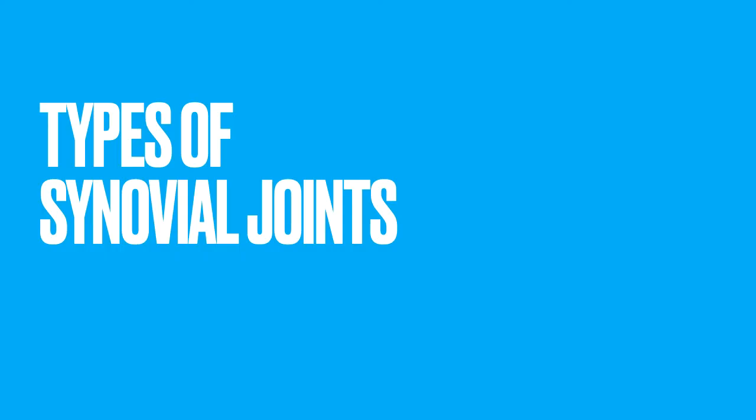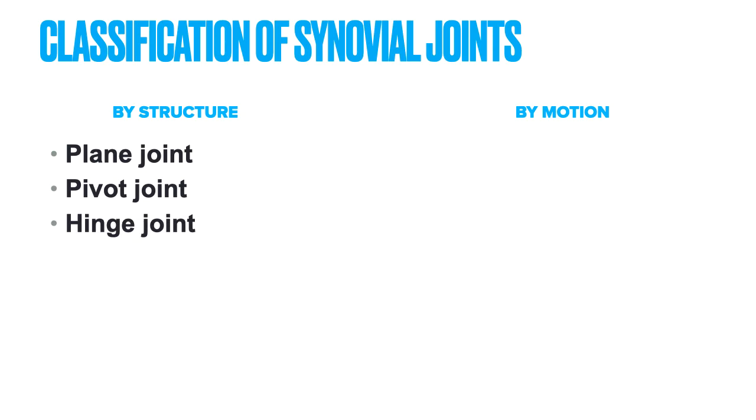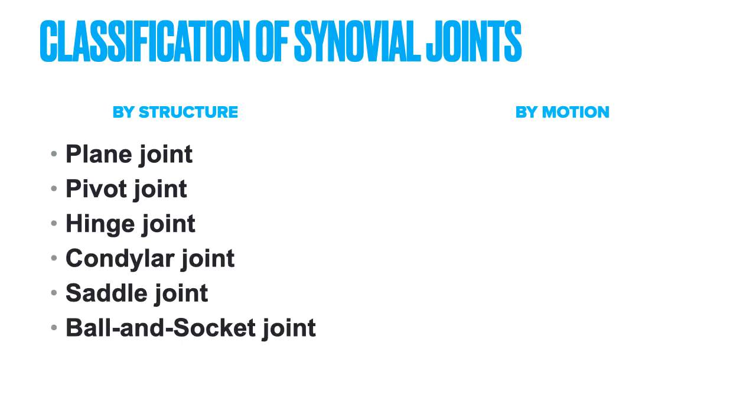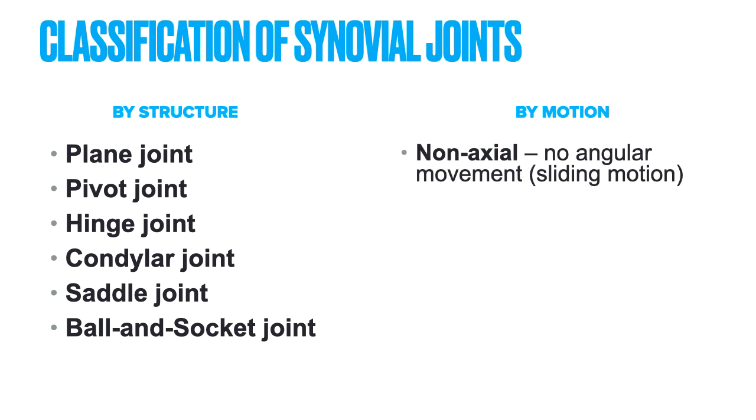So let's talk about the synovial joints in a little more detail. So first, let's do this classification. Just like the general classification of joints, we can further classify synovial joints two ways. You can do them by structure or by motion. By structure, you have plane, pivot, hinge, condylar, saddle, and ball and socket. This has to do with how they appear when you look at them, and we'll see that as we go through these slides. And then you can also classify them by motion.